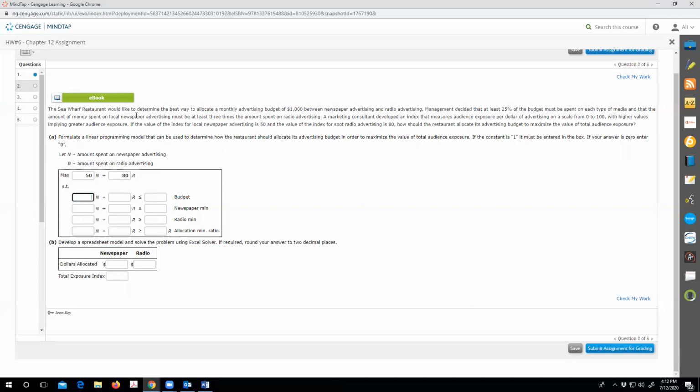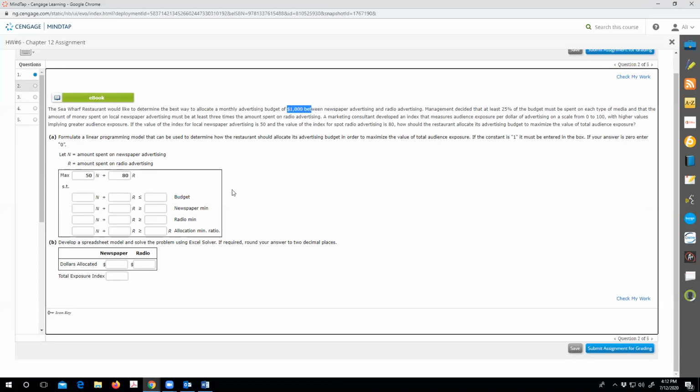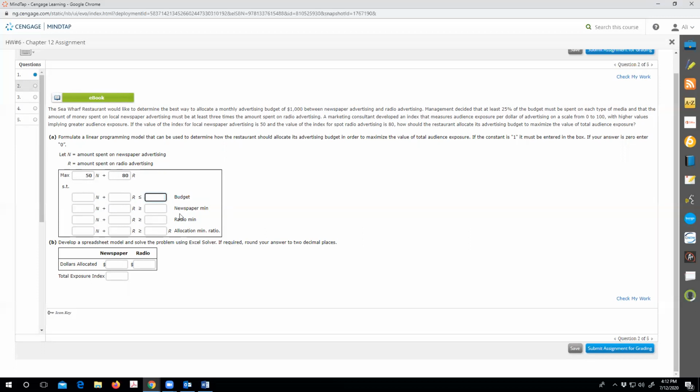The first constraint they are talking about is that they cannot go above $1,000. So whatever they do between these two, N and R, you cannot go above $1,000. So here it technically means N plus R is less than or equal to $1,000. So it's this constraint.